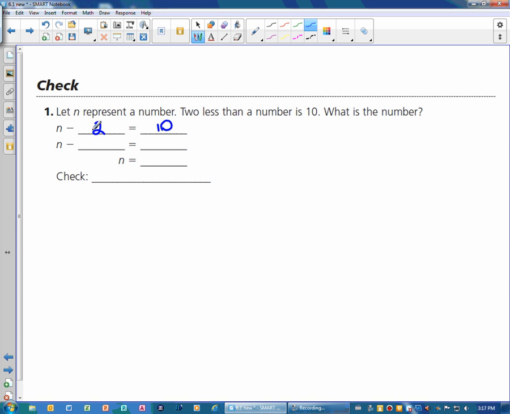Then, how are we going to get rid? I'm not a fan of this, so I'm going to ignore this right here. We have n minus 2 is 10. So look here, we have this minus 2, we have n subtract 2. Here's our line, by the way. How do we get rid of this minus 2?